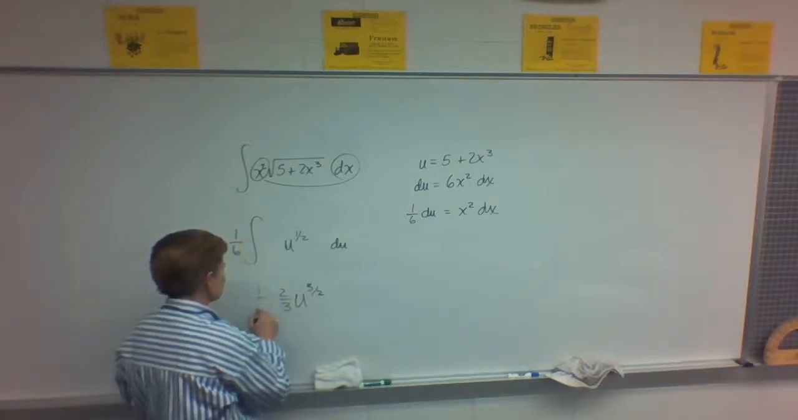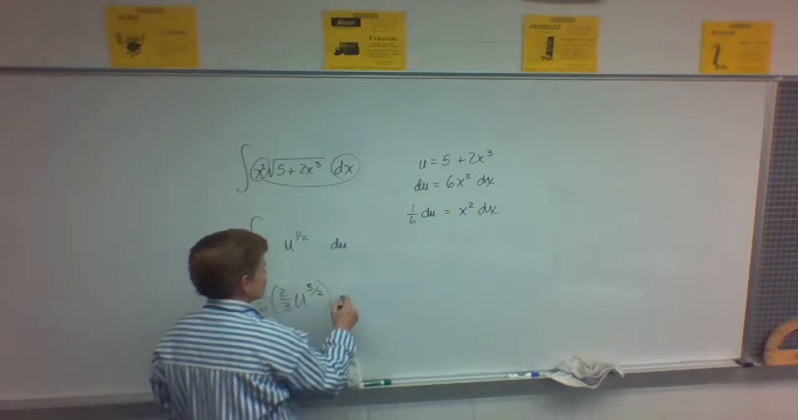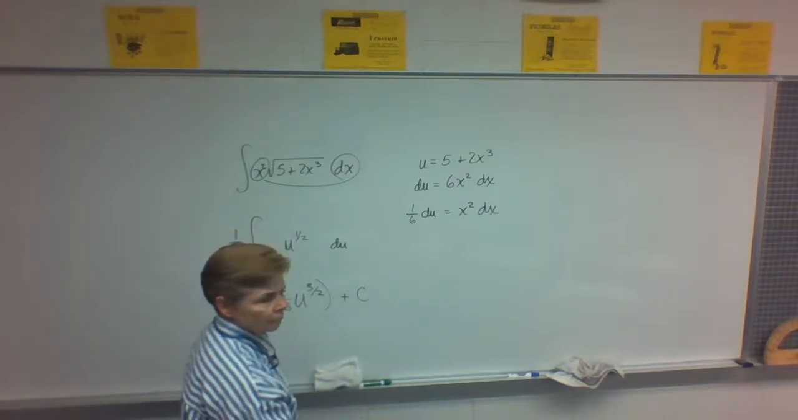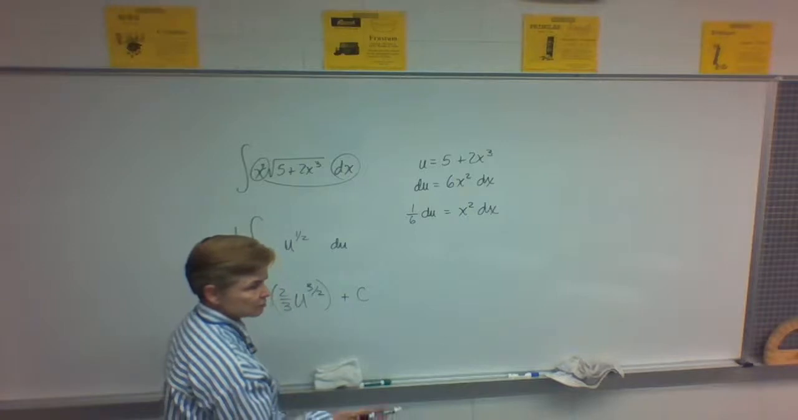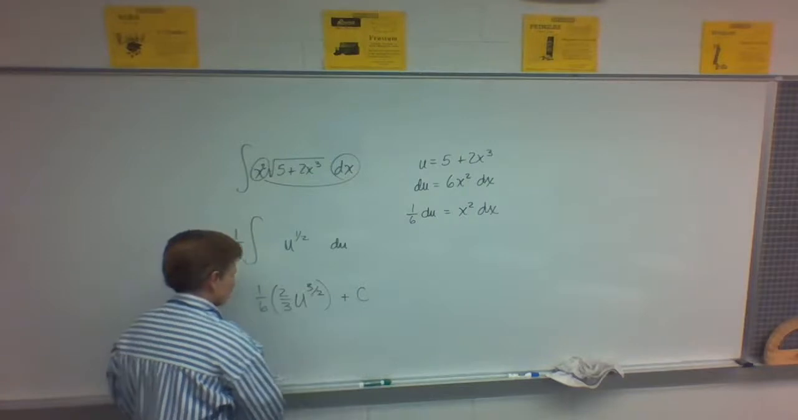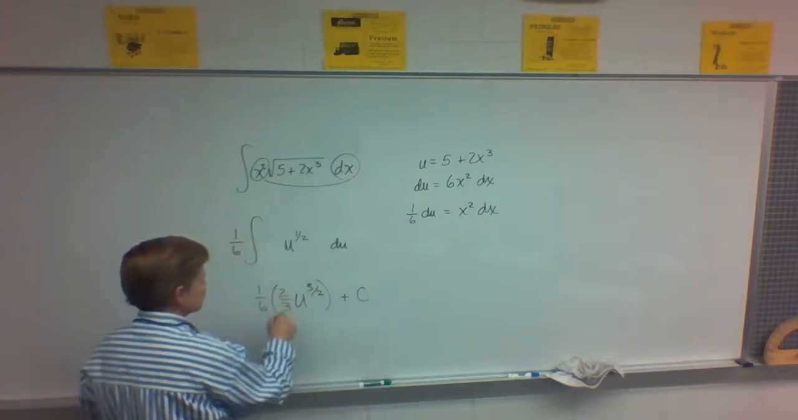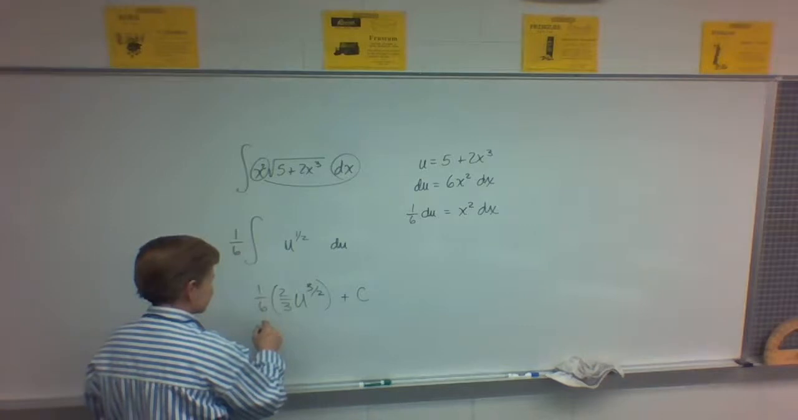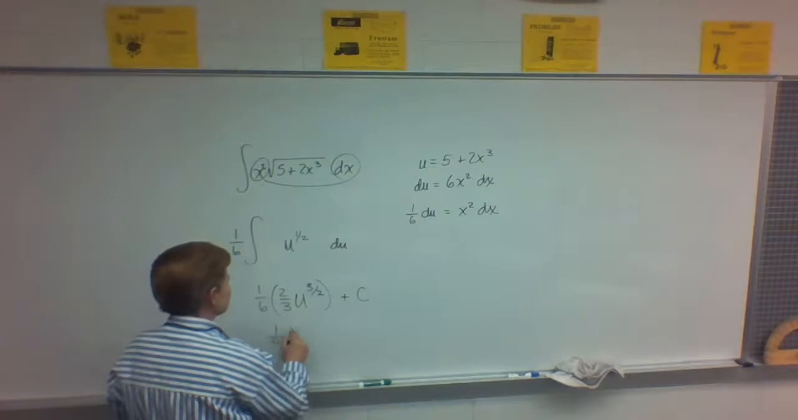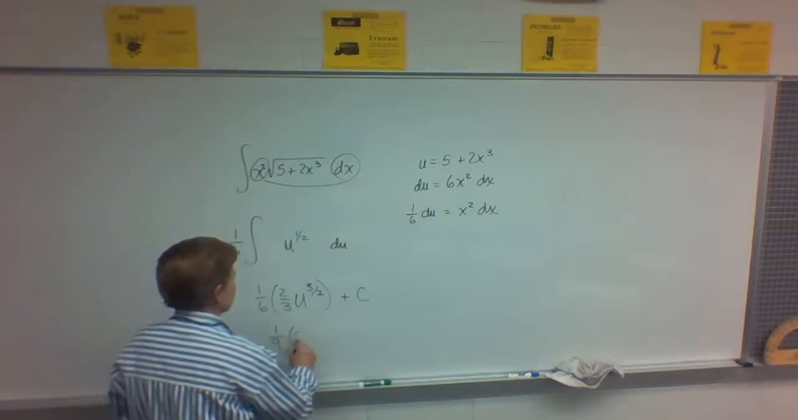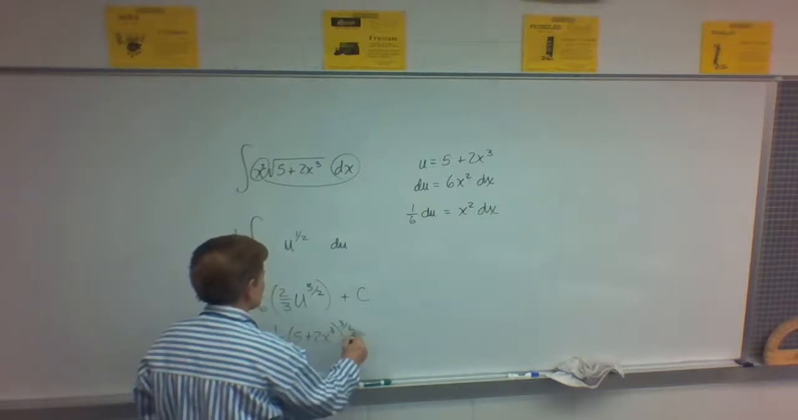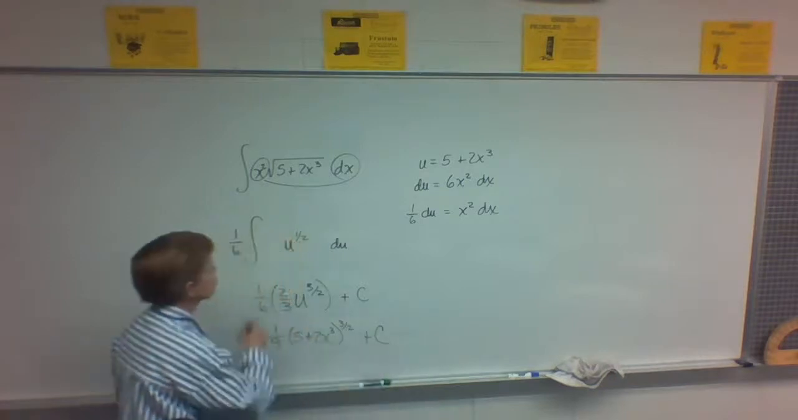Here's the 1/6 out here. Does the 1/6 affect the c? No, it doesn't, because 1/6 of a constant is still a constant. So we're not going to put the 1/6 out here. We're going to leave the c, just c. We can just slap C. This times this will be what? 1/9. Yes. 1/9 times parentheses 5 plus 2x cubed to the 3/2 plus c. That is that one's integral.